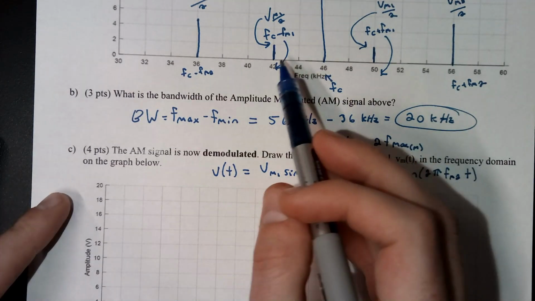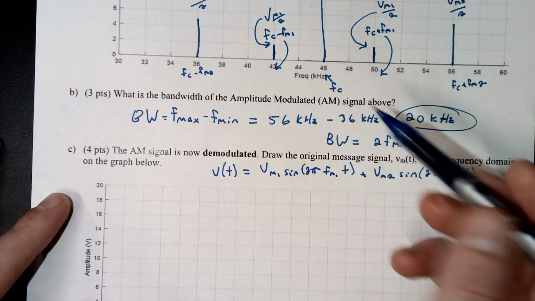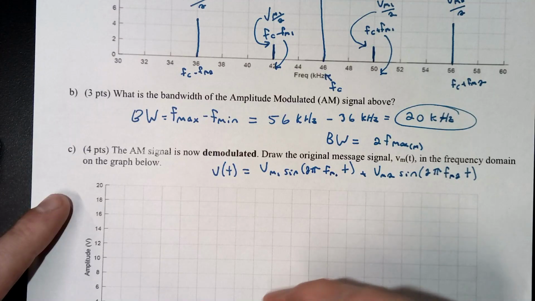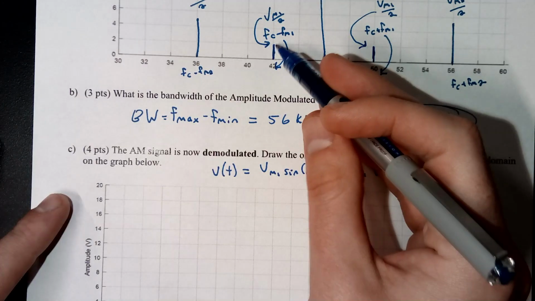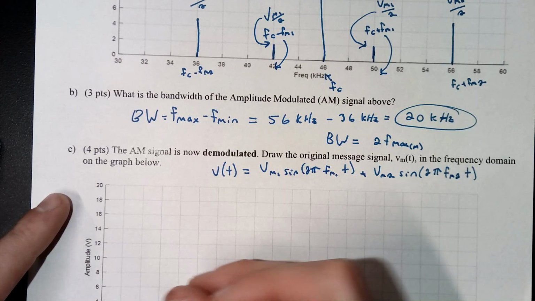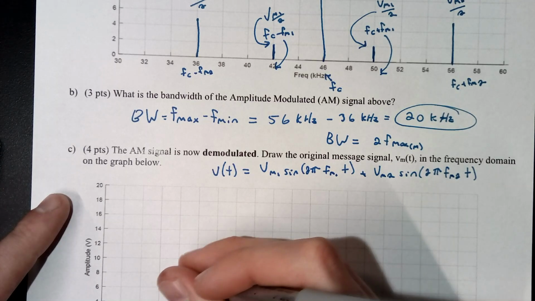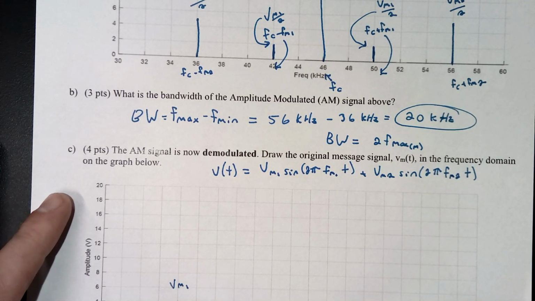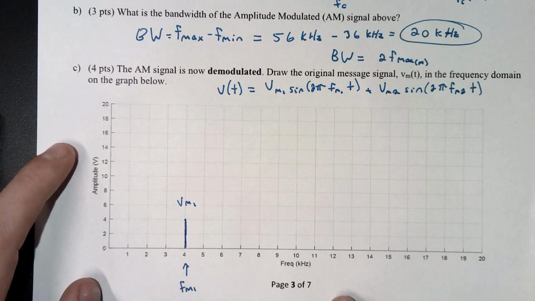So our lower frequency FM1 is 4 kilohertz off of the original signal. So we should have a bar at 4, and that's going up to, it was 2 here, so it's going to be multiplied by 2. So that should go up to 4 volts. So that's our FM1, and this is our VM1 here from the original signal. Let me draw that out, sorry, looking at the top here.